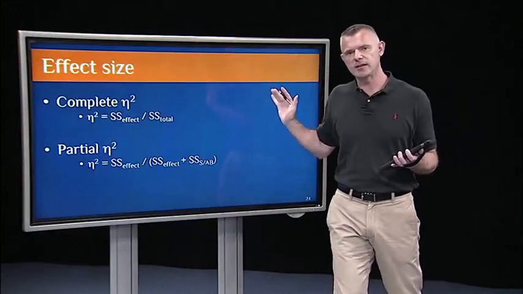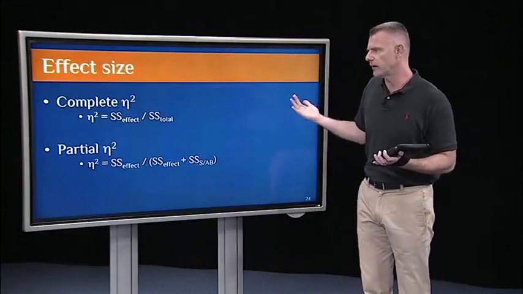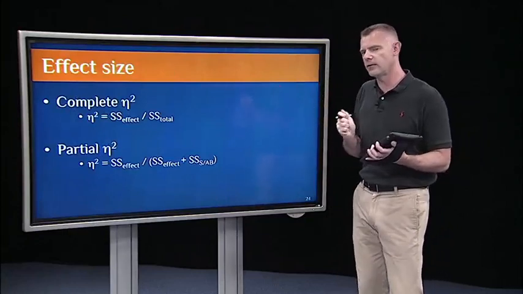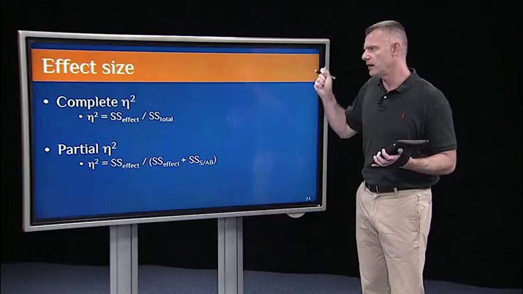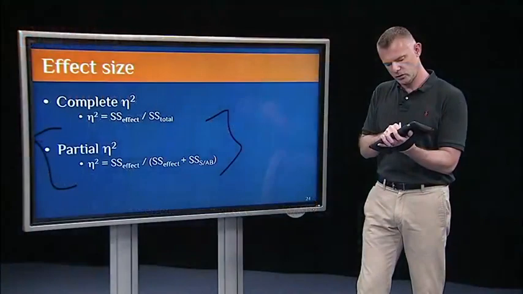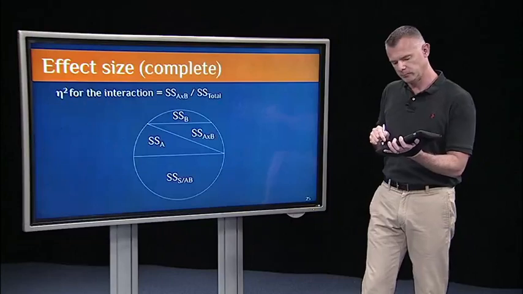Again, these are NHSTs, so we want to supplement them with effect size. It's eta squared. There's one trick here in the factorial case. We could calculate eta squared one of 2 ways. One is called the complete, the other is called the partial. And most people will report the partial eta squared because it takes out the other systematic effects in your experiment. And let me show you that graphically.